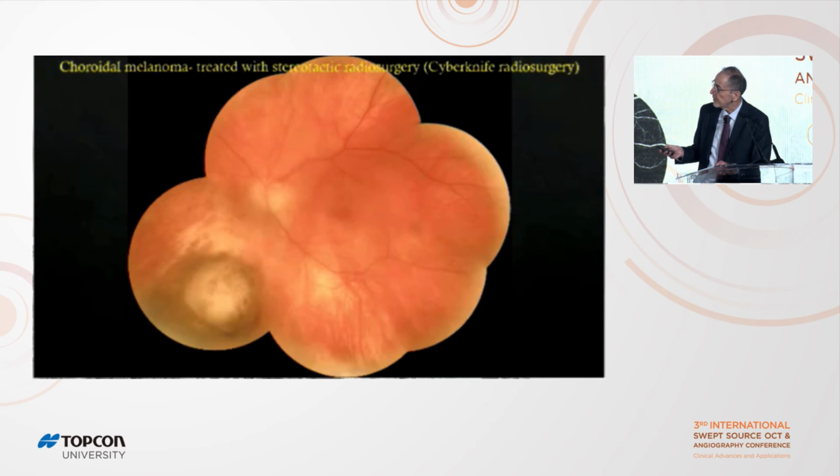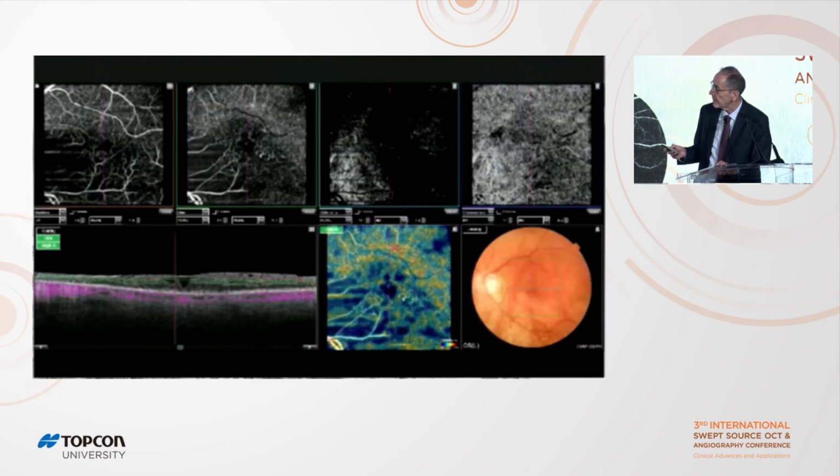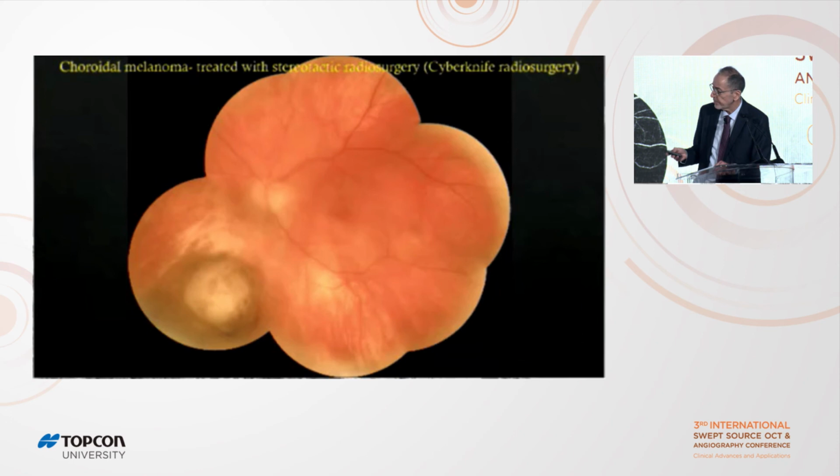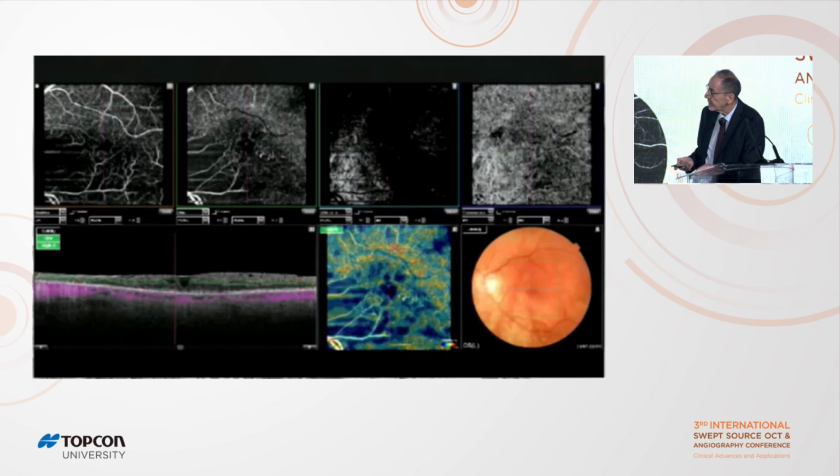radiosurgery in this case. This treatment, I believe, is not done in the United States. It's more popular in some centers in Europe. So you can see the nicely regressed tumor. There is no sign of abrupt radiation retinopathy or maculopathy. But on OCTA, we see evidence of widespread non-perfusion. This is next to, around the optic nerve area.